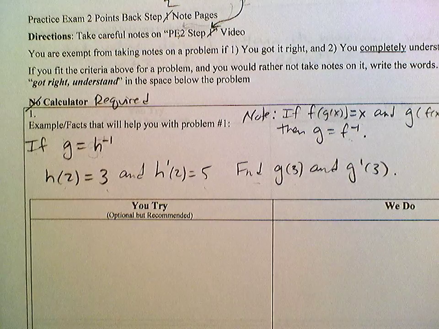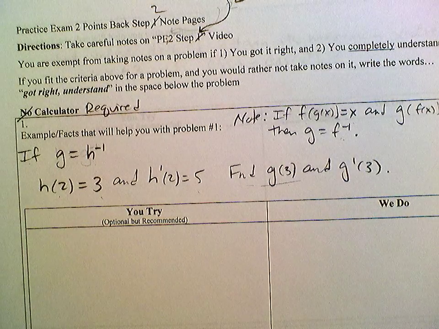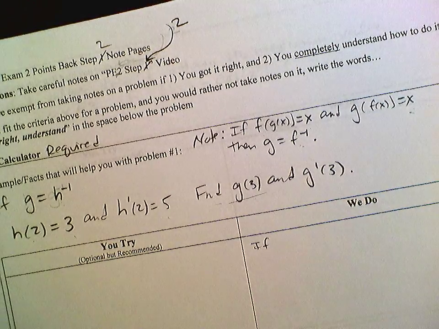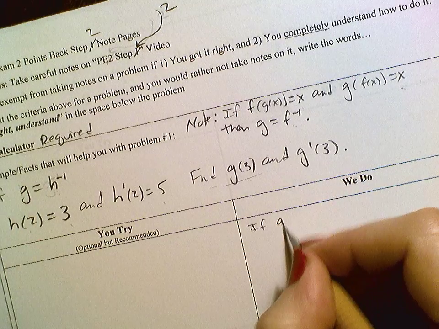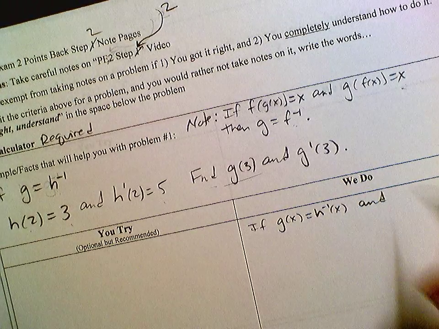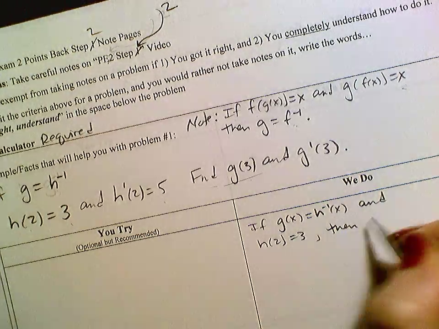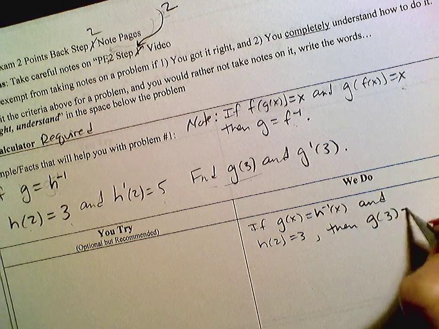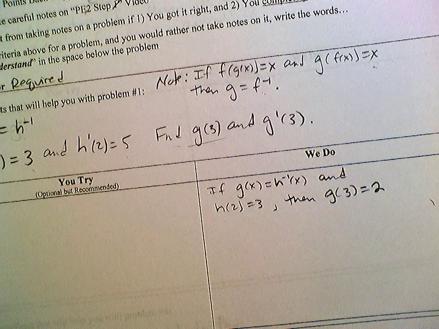Now for this one, you always ask yourself: limit, derivative, or antiderivative. For g of 3, you don't need any of those things, because if g of x is equal to h inverse of x, and h of 2 equals 3, then g of 3 equals 2. The input and the output switch.